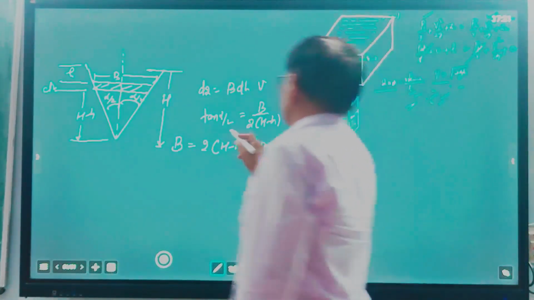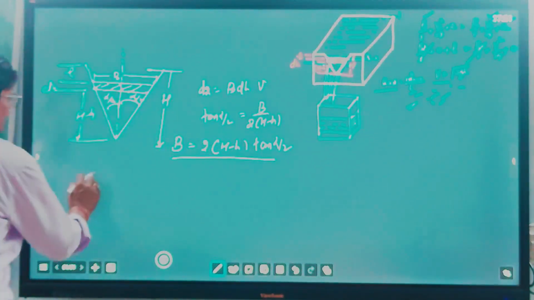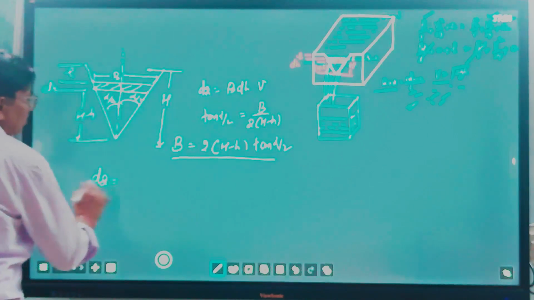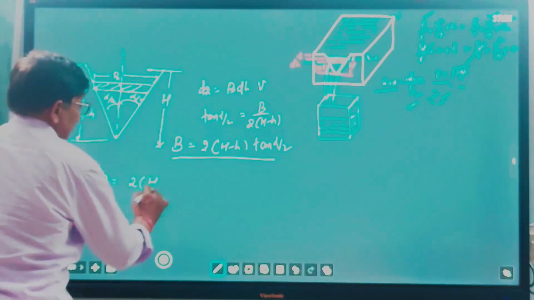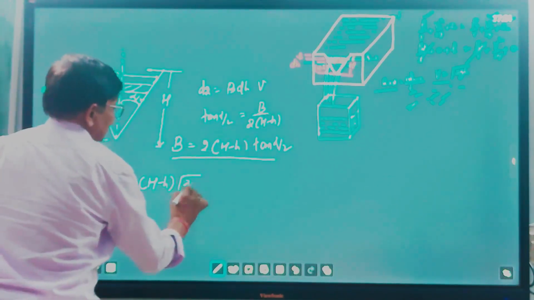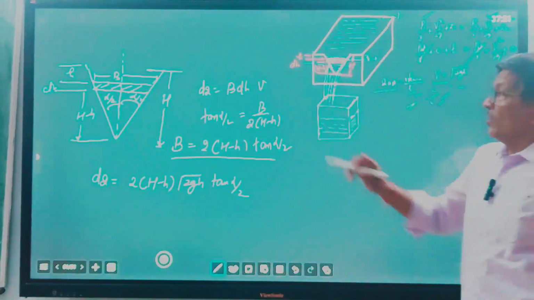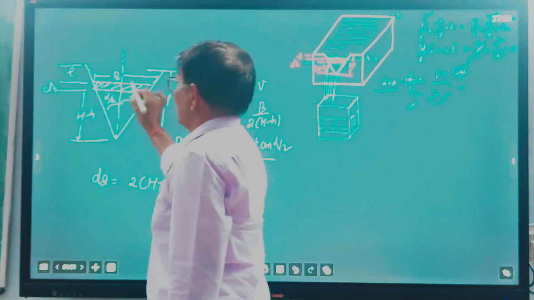This height will be equal to b h minus h tan alpha by 2. Putting the value of b in this equation, so dq equals 2 h minus h tan alpha by 2 into under root 2gh. This is a small quantity of discharge coming out from this thickness of layer of water.